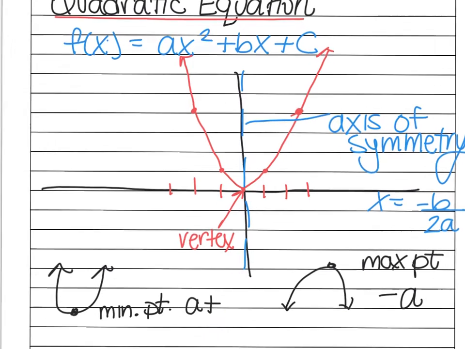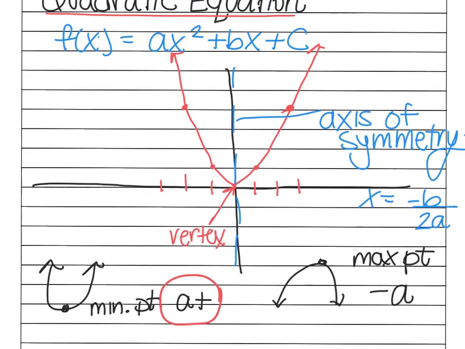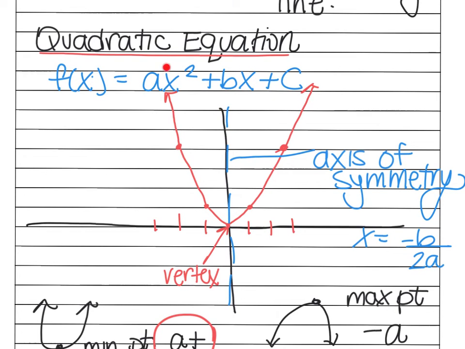Another thing you want to know is that parabolas have maximum and minimum points. If your parabola is opening upward, it has a minimum point because that's its lowest point, and you would have a positive a. That means that when you look at your equation, this a connected to the x squared must be positive, and that means that your parabola opens up.